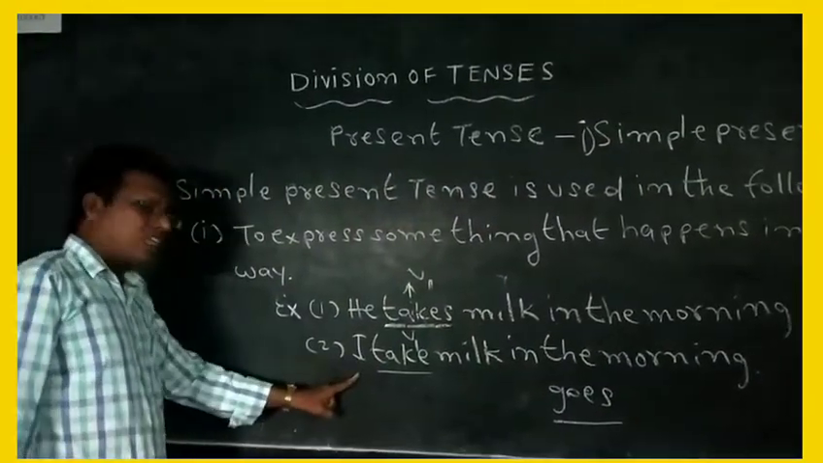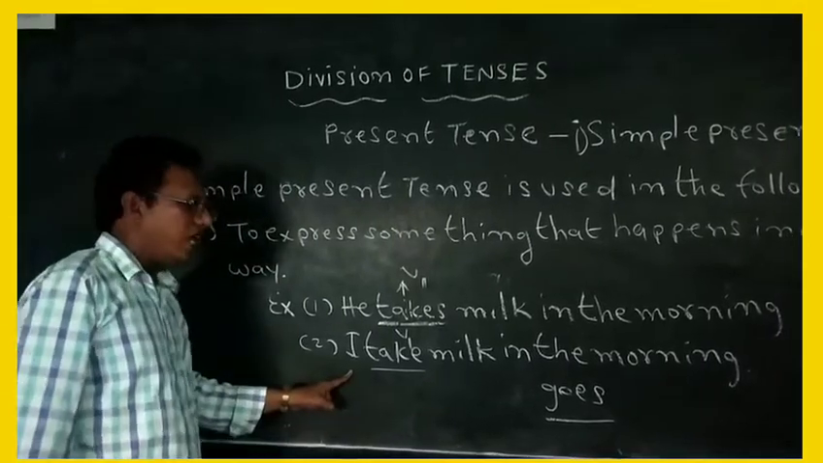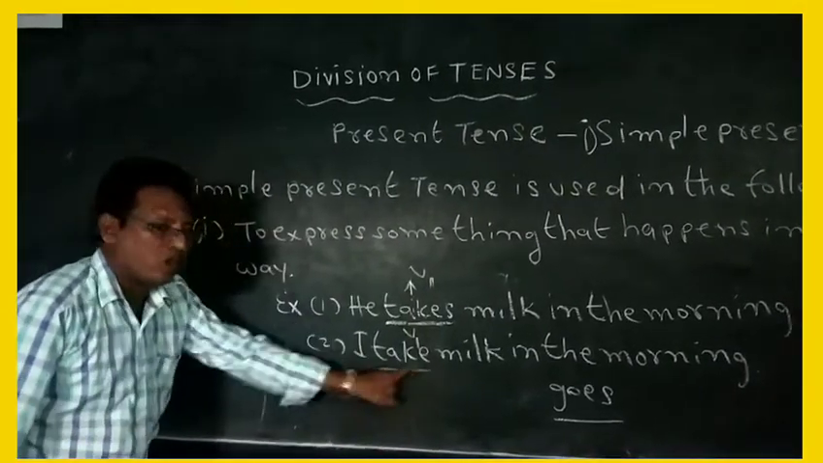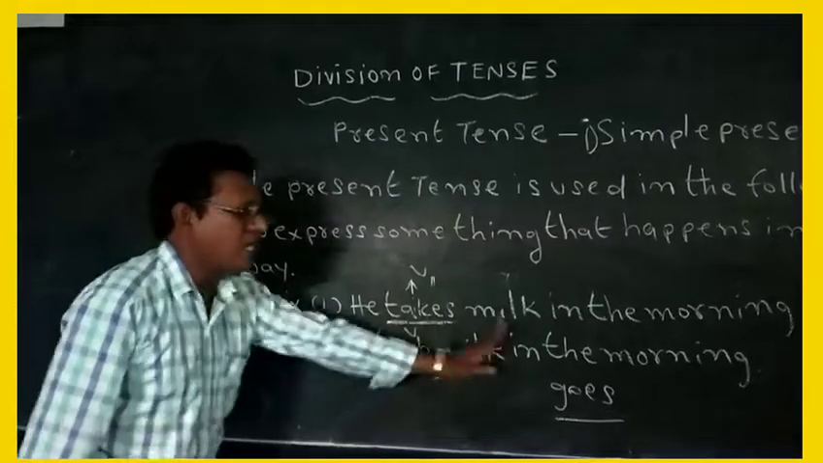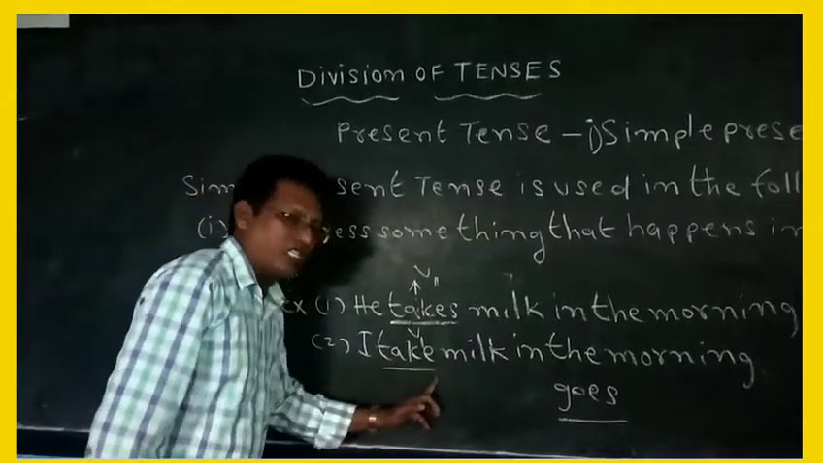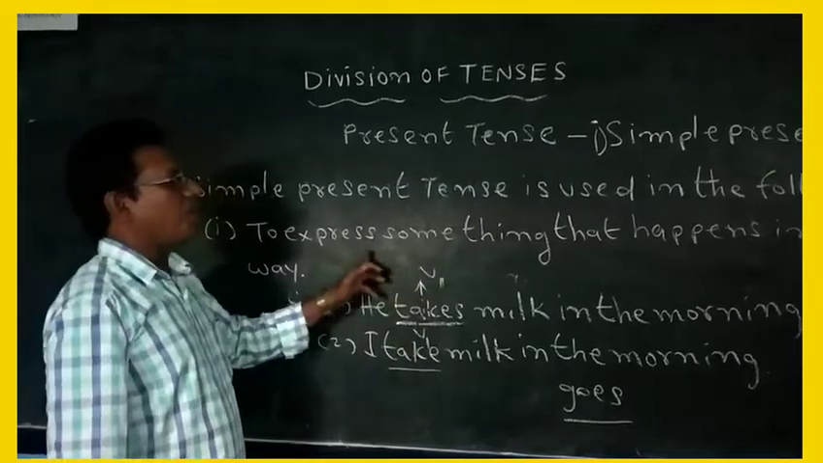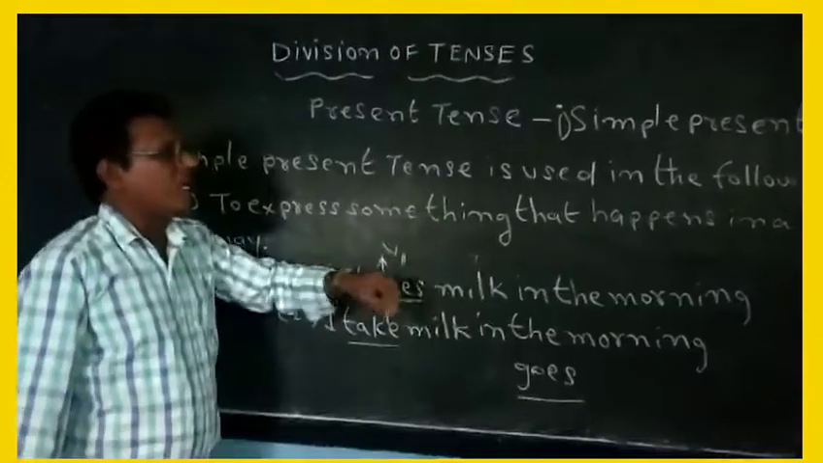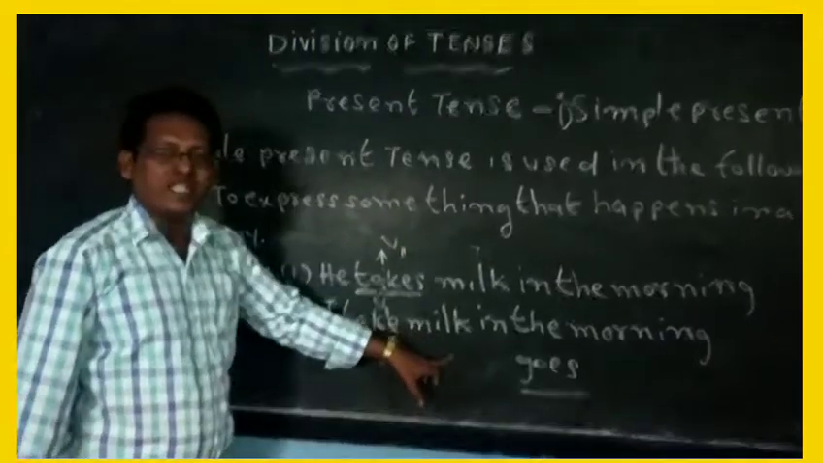And for other subjects, I mean I, we, you, they, we do not add S. We simply say, I take milk in the morning. You need not add S here. This is about repeated actions, regular actions, what we do. Those are expressed in simple present tense.